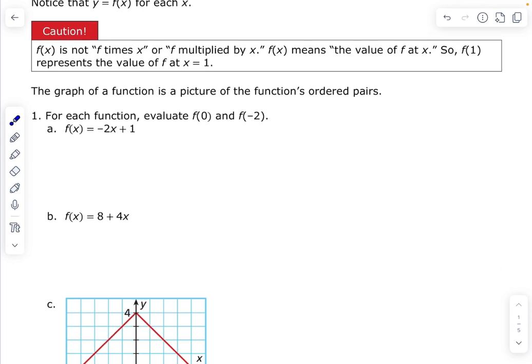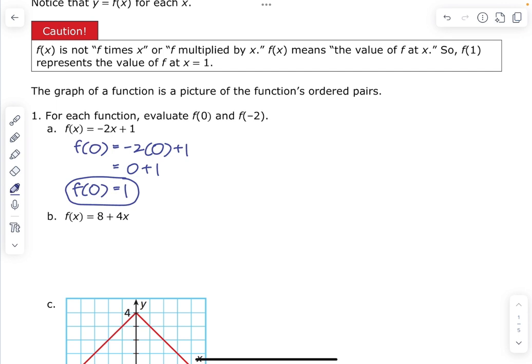All right, it says the graph of a function is a picture of the function's ordered pairs. For each function, evaluate f of 0 and f of -2. We're going to go through this first example together. So first thing we're going to do is f of 0. We can see that 0 is replacing x. So on the other side of my equation, wherever there's an x, I'm going to write a 0 instead. Okay, if I evaluate this, -2 times 0 is 0, plus 1 tells me that f of 0 is equal to 1.